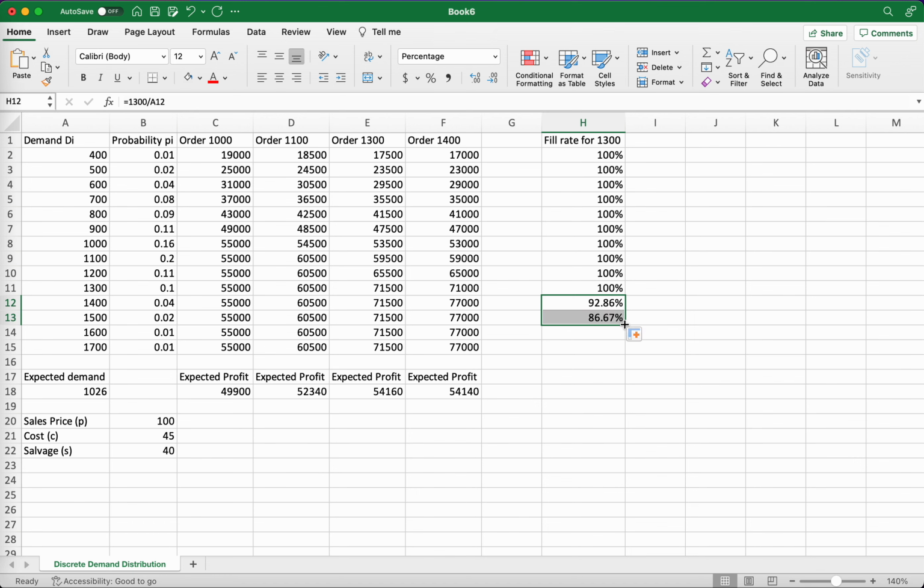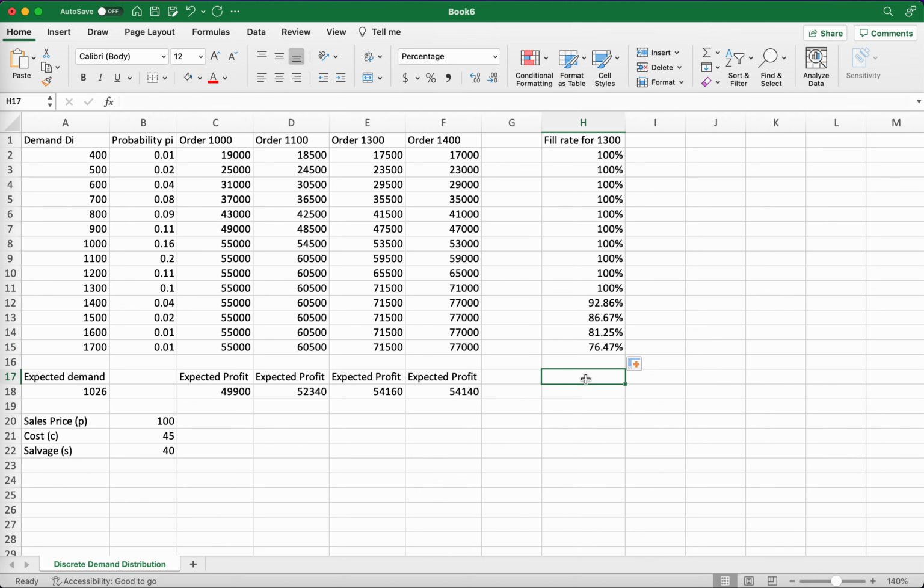When demand is 1500, you can fill 86.67%. 81.25% when demand is 1600. When demand is 1700, you can fill only 76.47%. So that's the worst case scenario. In the worst case scenario, you'll only fill 76.47%.